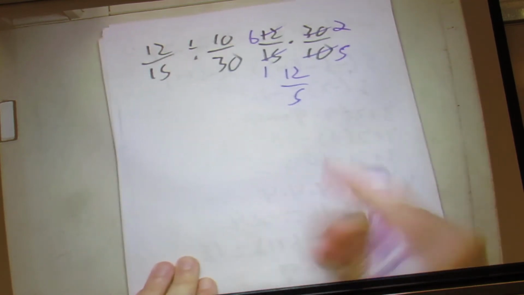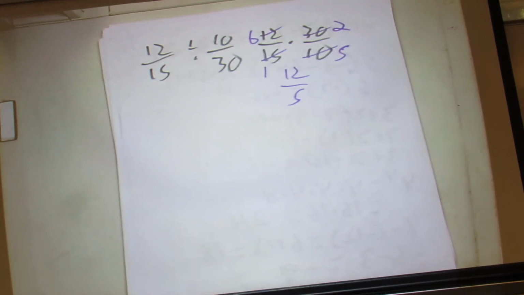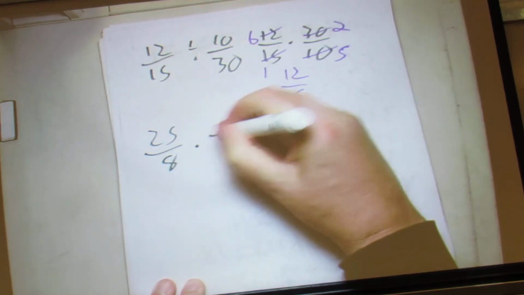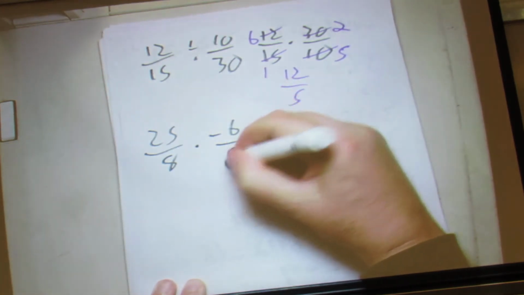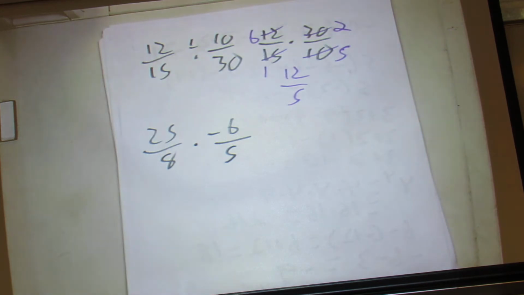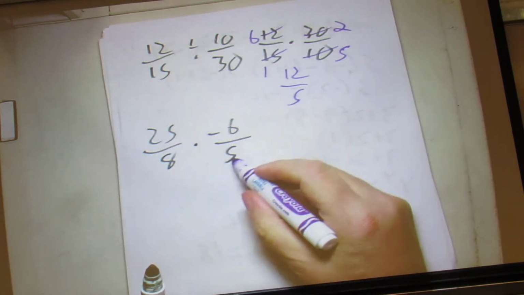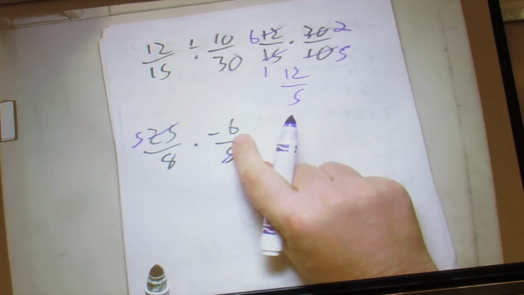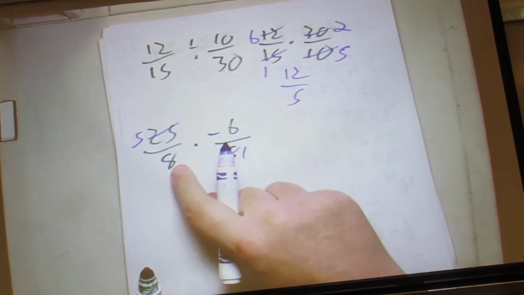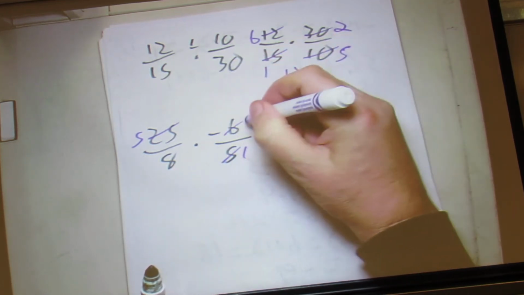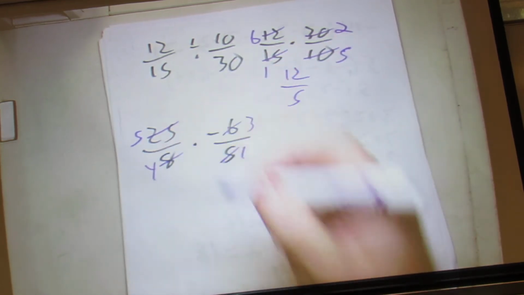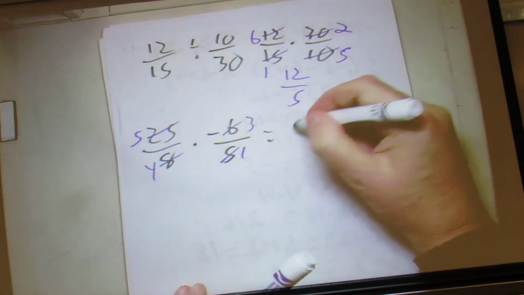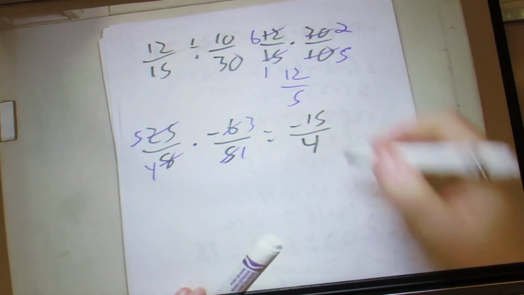Next, we're going to have a multiplication. So let's say we have 25 over 8 times negative 6 over 5. We can simplify this again. Divide the 5 and the 25 by 5. Get a 1 and a 5. Divide the negative 6 and the 8 by 2. We'll have a negative 3 and a 4. So now we can multiply across. Get negative 15 over 4.